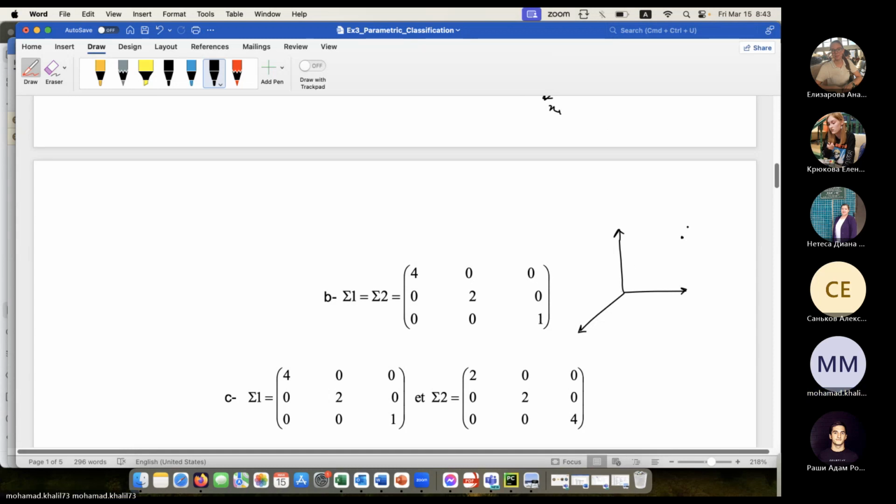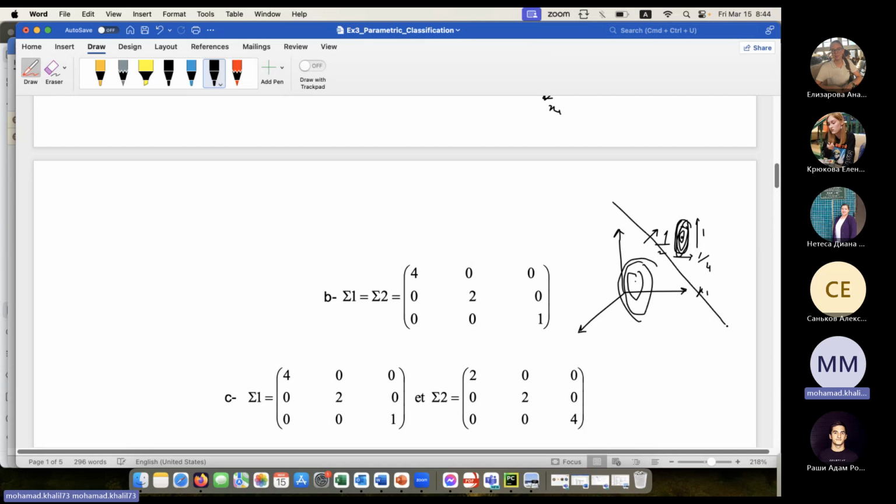Around x3 it is very big, so it's an ellipsoid, something like that. Around x1 it is 1 over 4, and around x2 it is 1 over 2, in this direction and in this direction. So you can imagine that this is an ellipsoid, something like that. And here the ellipsoid is the same, around (1, 1, 1), the same as that.